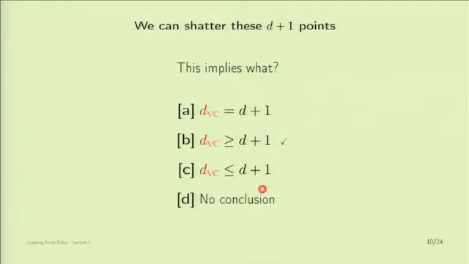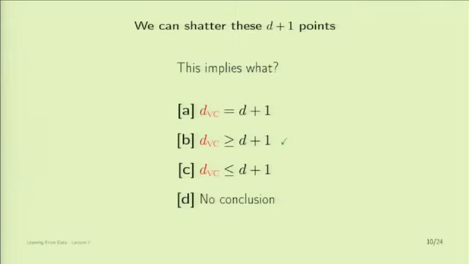We were able to shatter D plus 1 points. So we are guaranteed that for at least D plus 1 points, we are okay. It is conceivable that we can shatter a bigger set. We haven't argued that yet. But if we even fail, at least we have the VC dimension to be at least D plus 1. If we shatter a higher set, it will be even bigger. If we cannot, it will be equal. So that is what we have established.